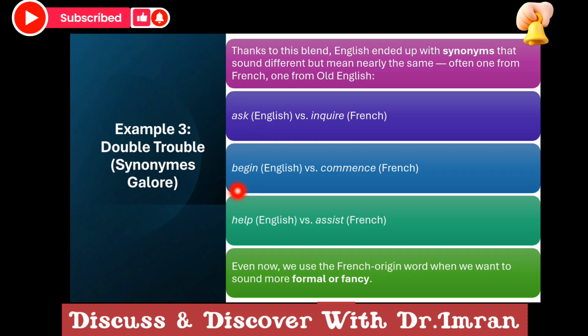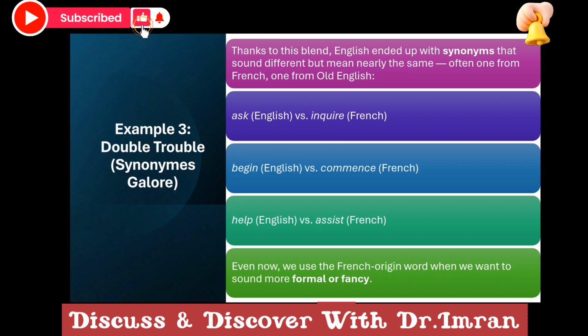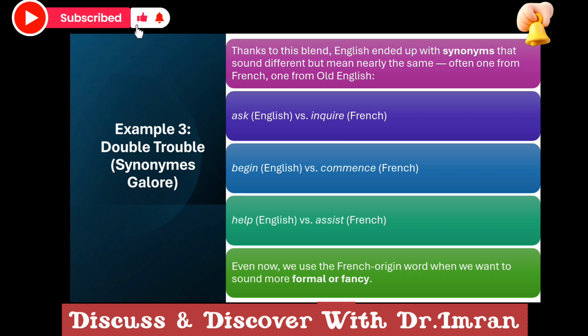Because ask, begin, and help were the words used by the common people, by the serfs, by the peasants. And enquire, commence, and assist were the words used by the nobility, because they had French origin. They brought them into England. And now there is no distinction in how we use them even today in the English language. But remember, the influence still exists.